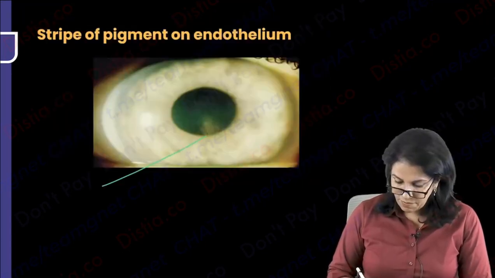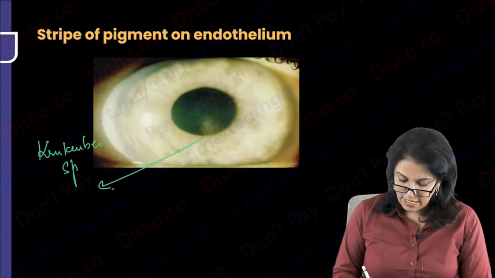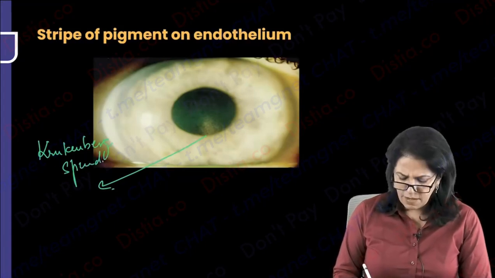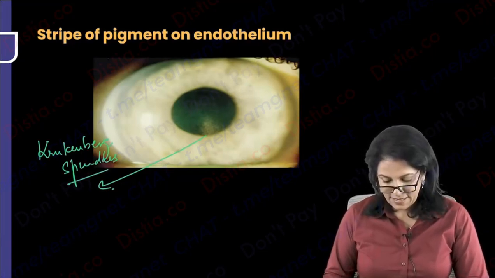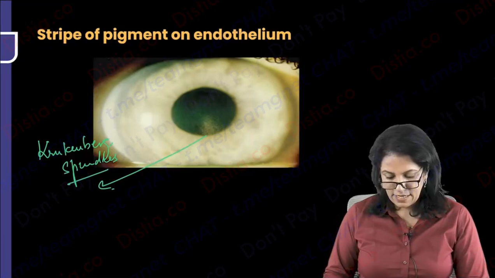This is the stripe of pigment, which we are calling the KPs, Krukenberg's spindle. Right? We can see that. You can appreciate this. These are the KPs.